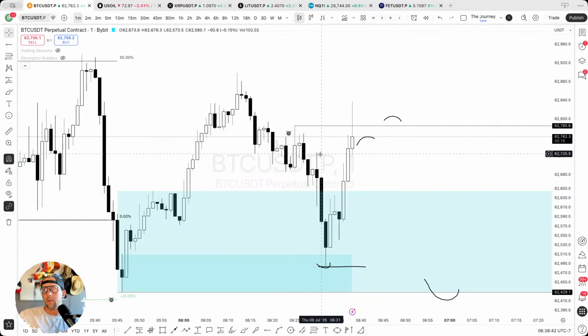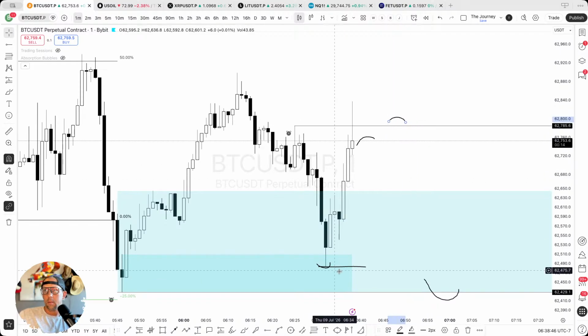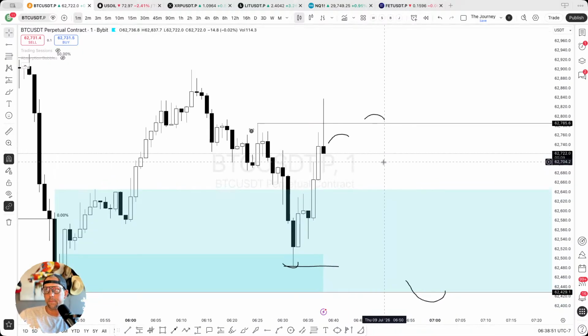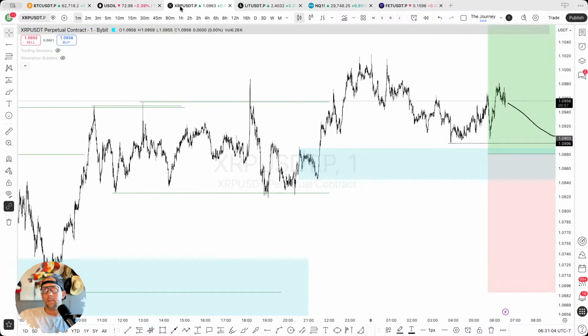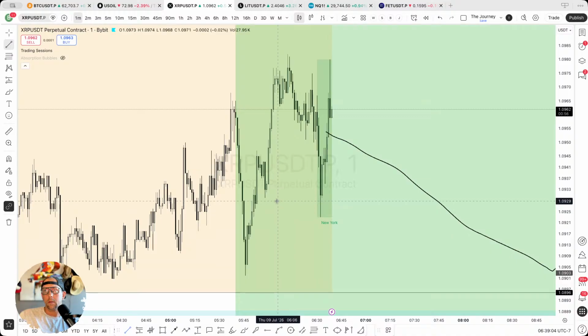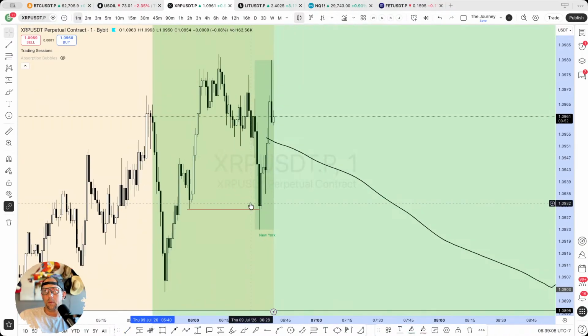So I'm going to stick with my theory that we purge this high and potentially rotate back down to that low. I'm going to stick with that theory for now. Soil, XRP, what did you do on session open? Okay, you did come down and grab some manner of liquidity. Pretty poor liquidity.